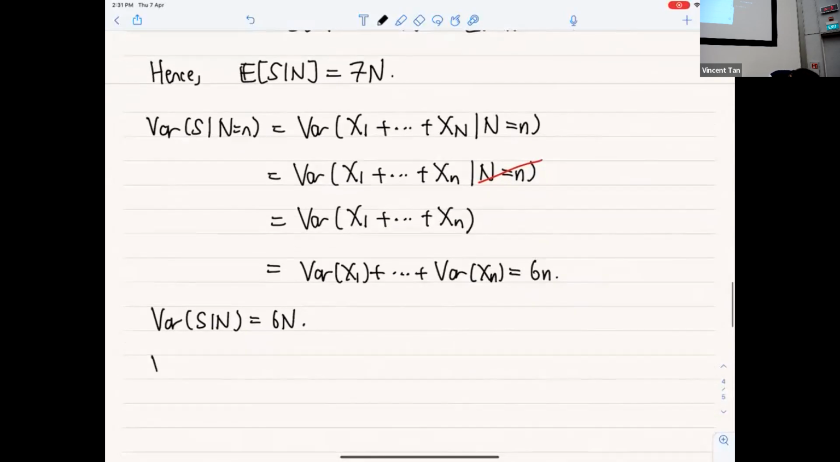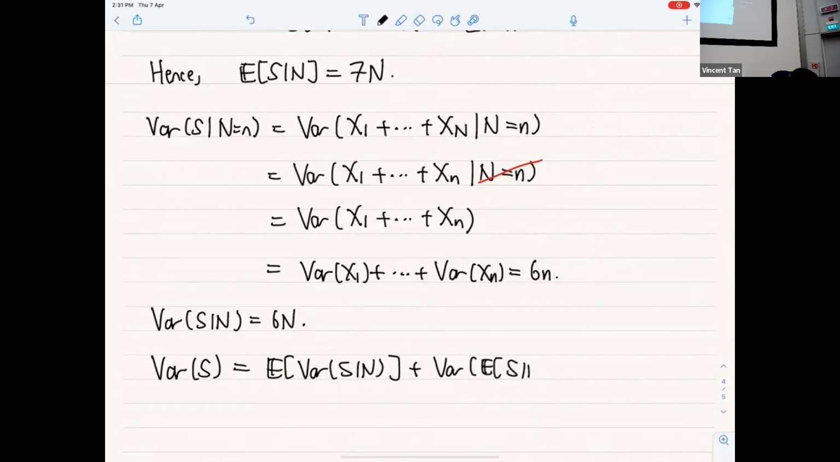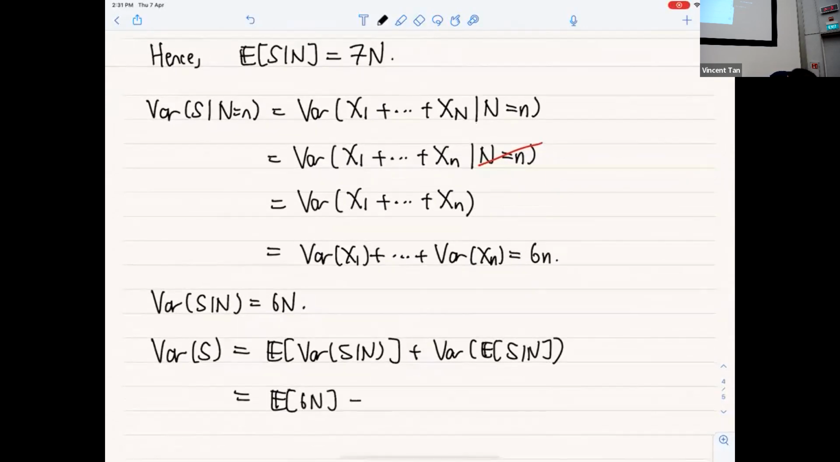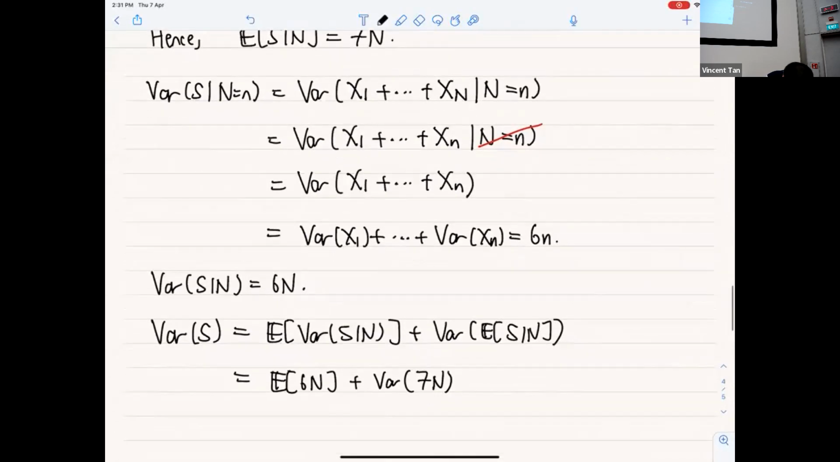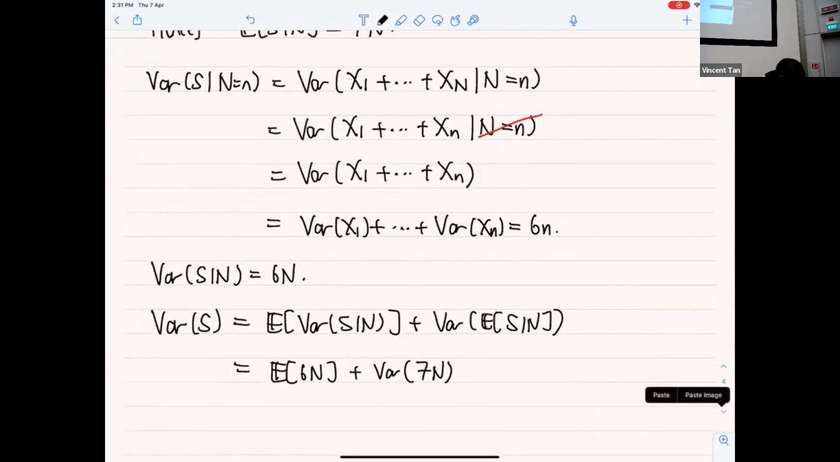All right, so now we want to compute the variance of S. What do we have to do? Use the formula: expected value of the variance of S given N plus variance of the expectation of S given N. But we have already prepared everything inside. So this is expected value of 6N plus variance of 7N. So now we just have to contend with what is the variance and expectation of N.